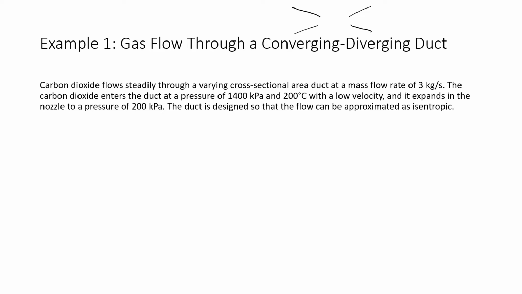So we have all the information we need. We know that the duct has a varying cross-section area. The mass flow rate is constant at 3 kilograms per second. It enters at such pressure and temperature at low velocity. And what happens inside is it expands. And when gas expands, the pressure drops, down to 200 kPa. And the flow is isentropic.